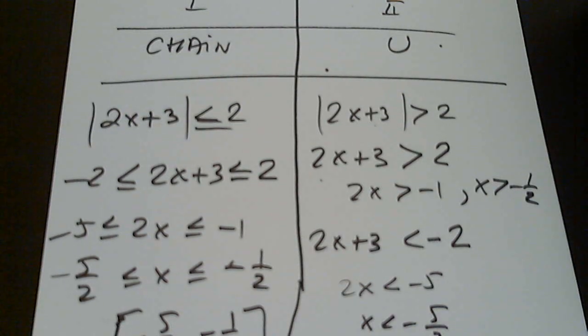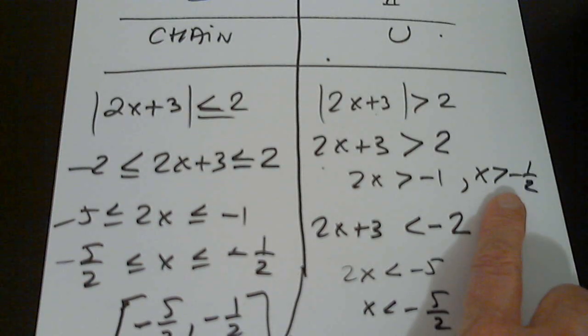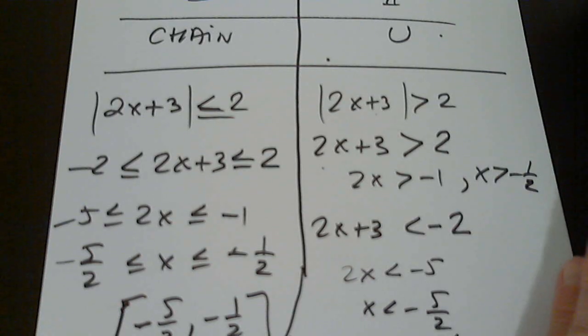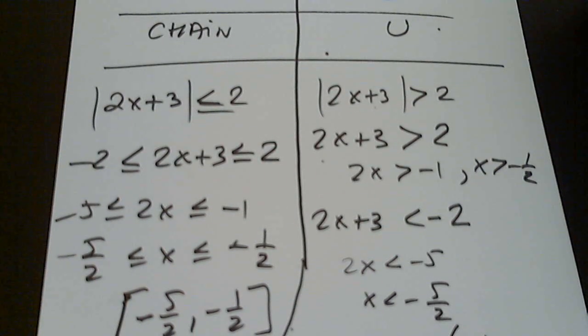Okay, so this is the part that I got confused when it says that negative infinity and then negative. Because this one says to the left of negative 2. Everything to the left of negative 2 starts at negative infinity and goes to negative 5/2. This one says everything to the right of negative 1/2. It starts at negative 1/2 and goes to infinity.